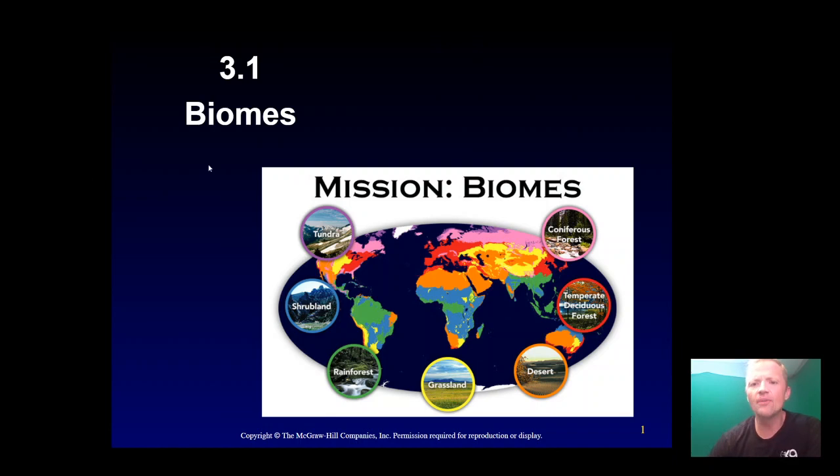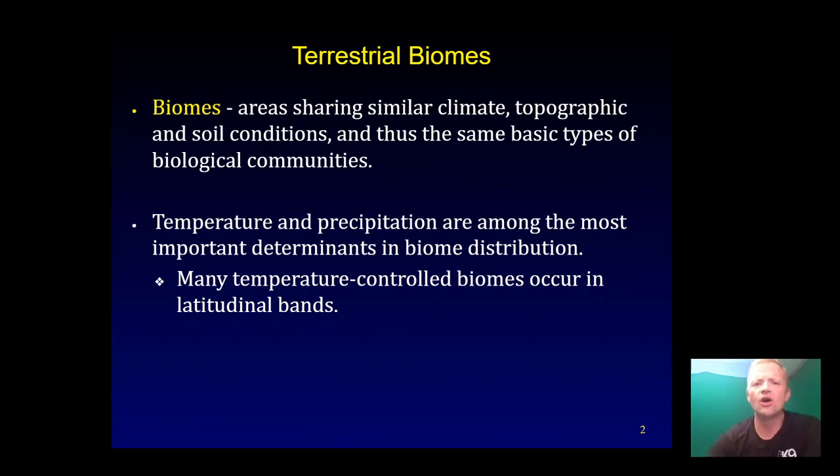Biomes. I'm going to fly through this one. We're really going to talk about the major biomes that we'll discuss in this unit, in regards to these different ecosystems. Just know that biomes are areas sharing similar climate, topography, and soil conditions, and thus the same basic type of biological communities. They're just areas that are classified together, right? Like you have a tropical rainforest biome, a desert biome, a tundra biome. So do know, they meet certain characteristics that put them into those categories.